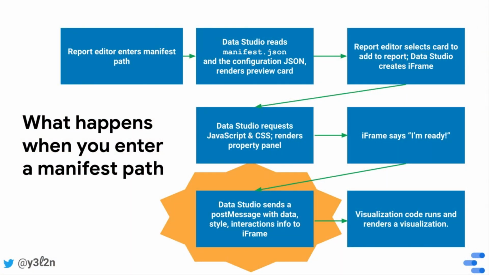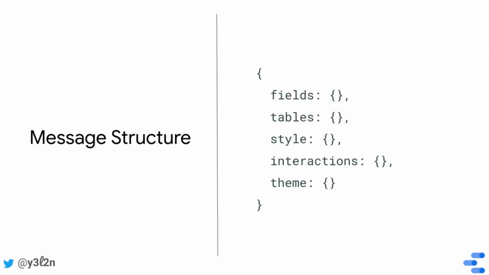In a previous video, we talked about what happens when you load a community visualization in a report. As a reminder, the manifest path is entered, a bunch of stuff happens, and then Data Studio sends a post message to the component's iframe. We're going to focus in on this part, where Data Studio sends a post message with data, style, and interactions information. For extra clarity, I do want to emphasize that the information sent by Data Studio actually passes through a transform from the DS component JavaScript helper library, and I'm going to be talking about the transformed message.